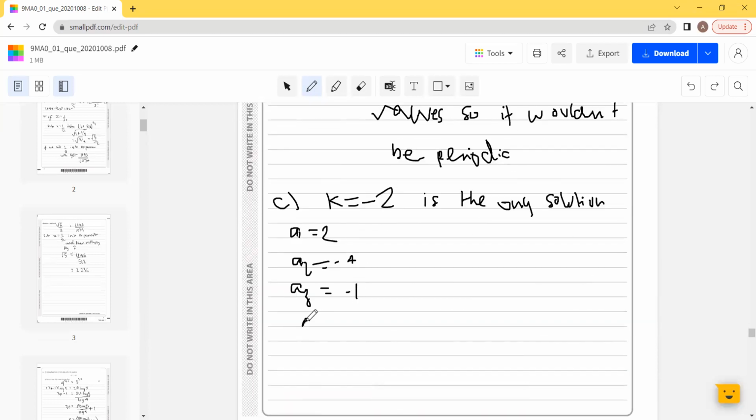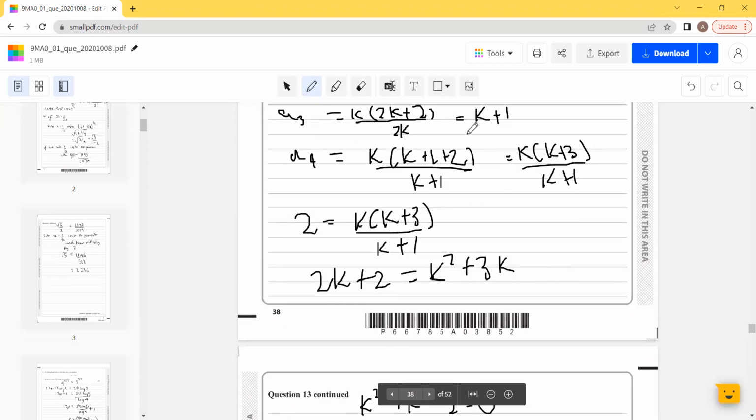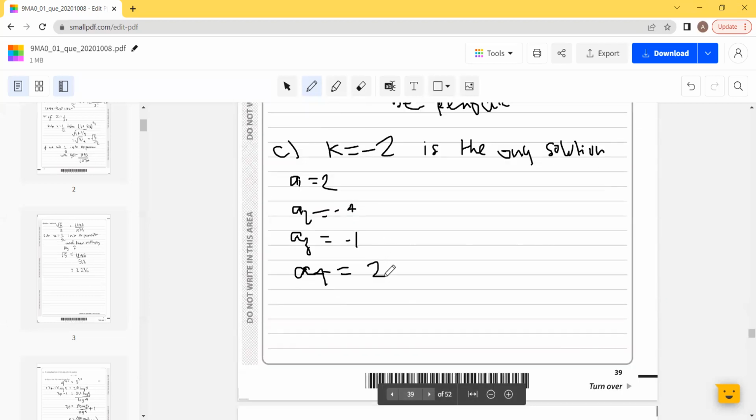Okay, and a4 would end up being -2 times (-2 plus 3) over (-2 plus 1). So that's -2 over -1, so it will be 2. Okay, so these are our first 4 terms.